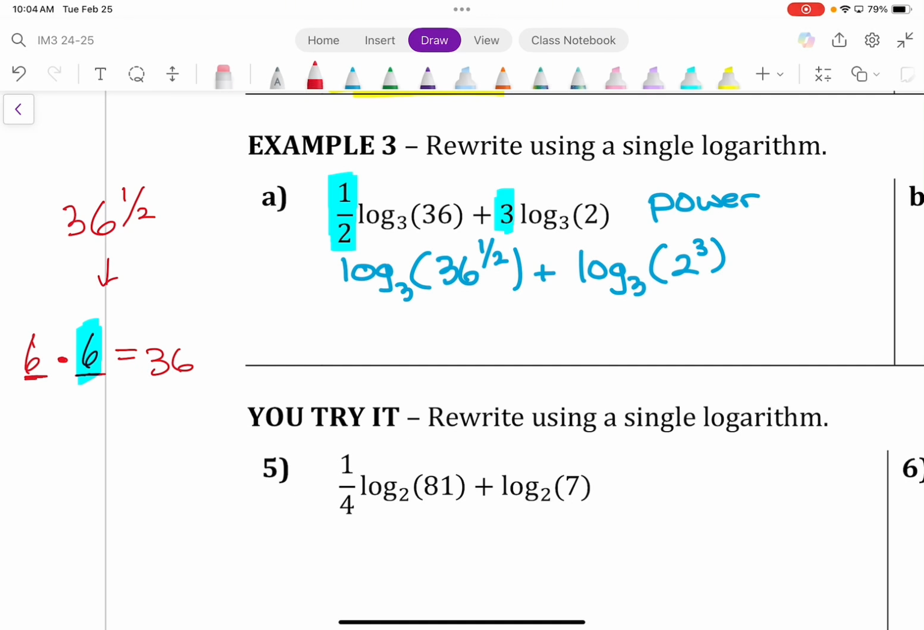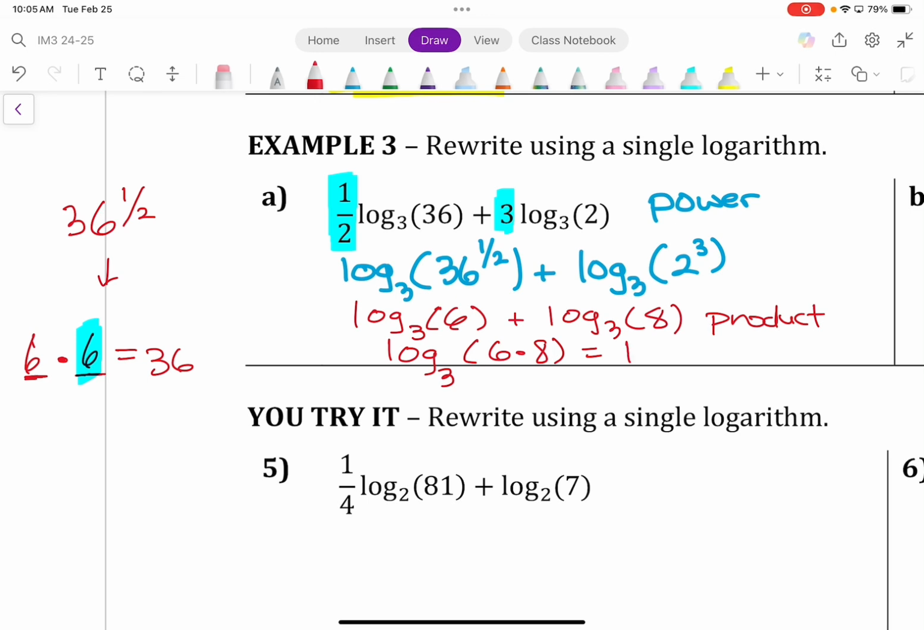So we're going to get the following. Log base 3 of 6 plus log base 3. What is 2 cubed? 8. Now we're going to use the product rule. Log base 3 of 6 times 8, which equals log base 3 of 48. And so this right here is going to be our solution.